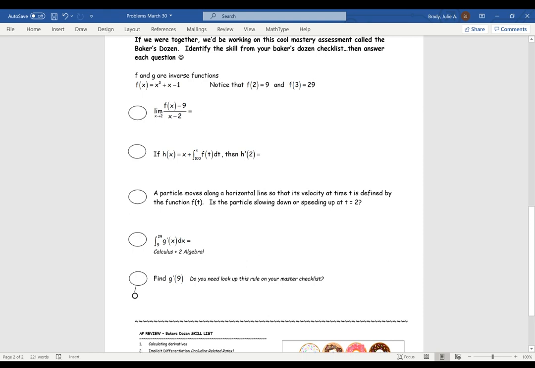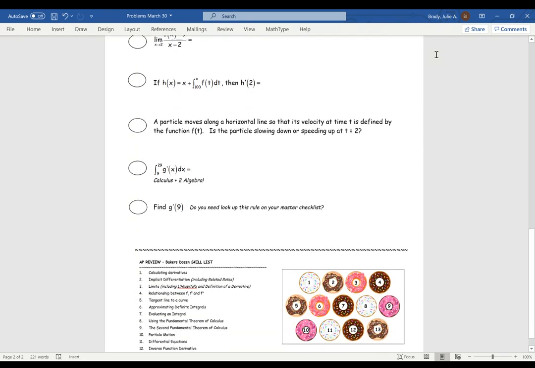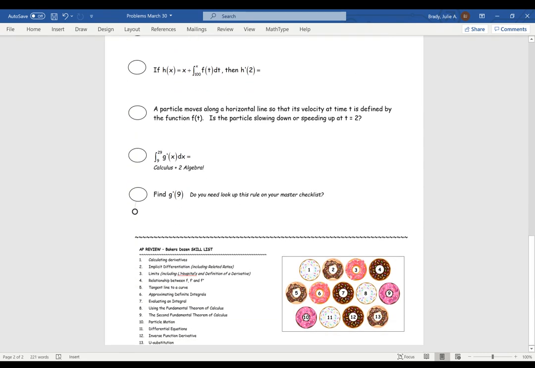So if we were together, we'd be working on these super cool mastery assessments called the Baker's Dozen. It's kind of the 13 skills that for sure used to show up on the AP test. As we do each problem, let's think about why they were assessing us. Okay, so the first one is a limit. I think if I scan down, that is topic 3.